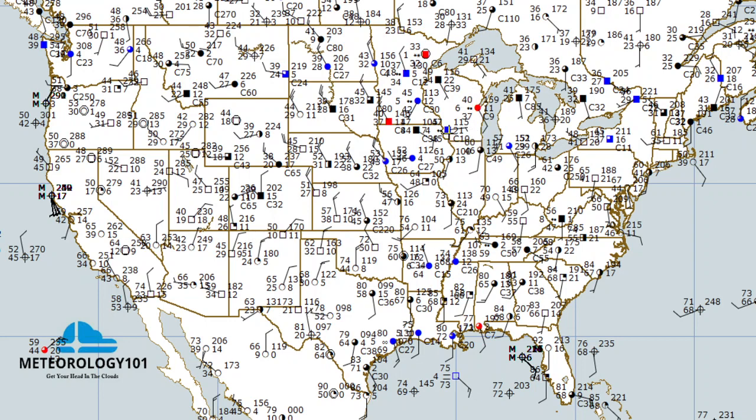So let's see if we can pick any of this stuff out here. 2015. Let me get to my drawing here. Let me see if we can start a drawing. Try to pick out some of these isobars ourselves.